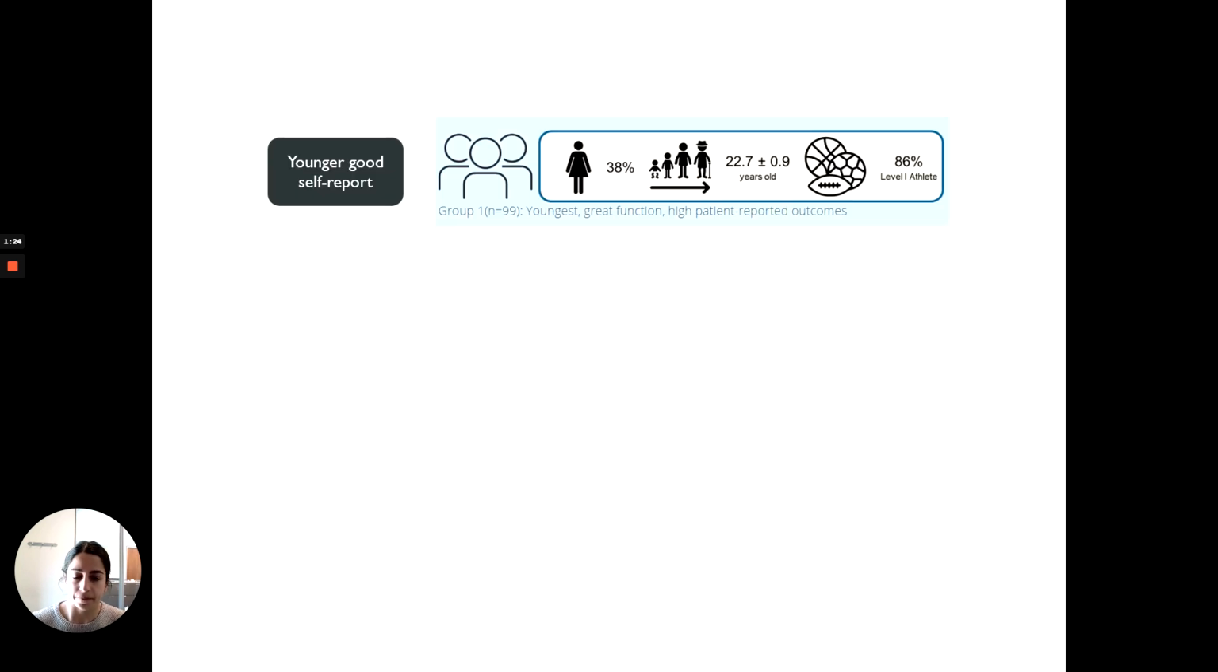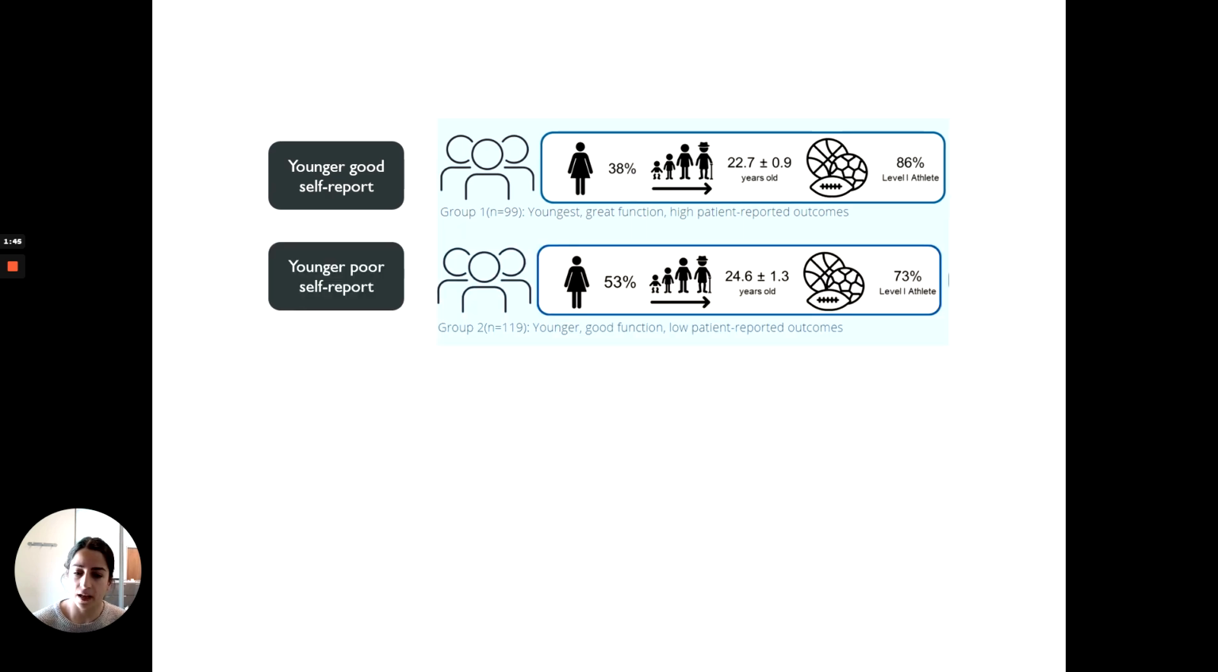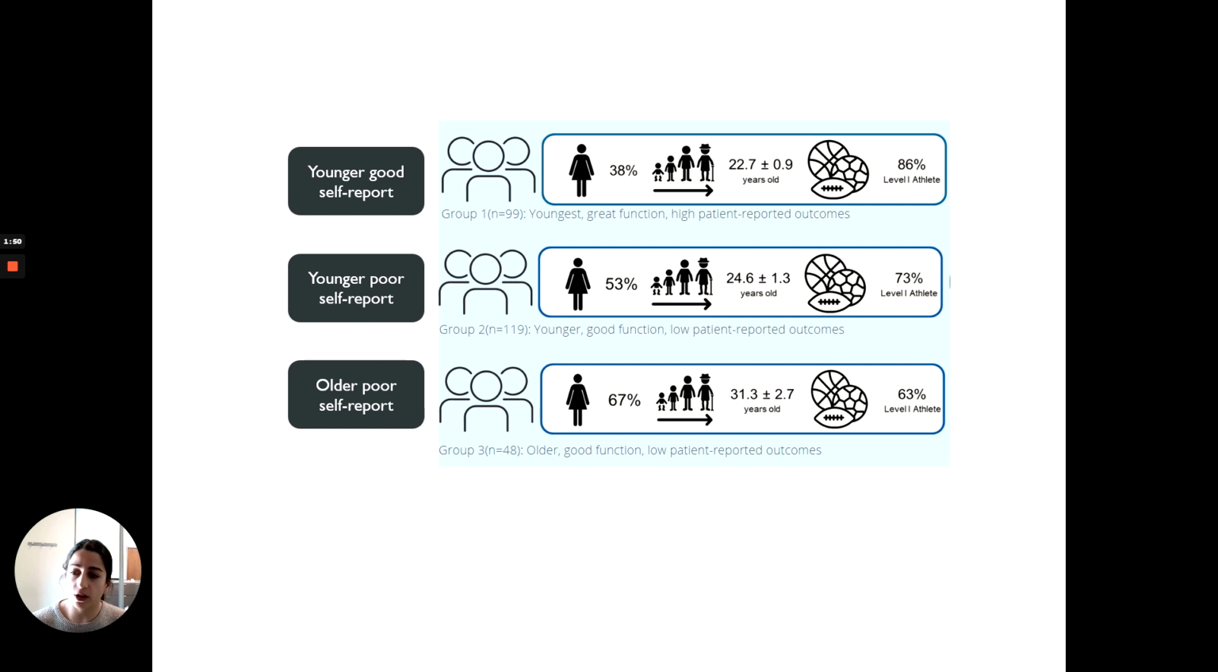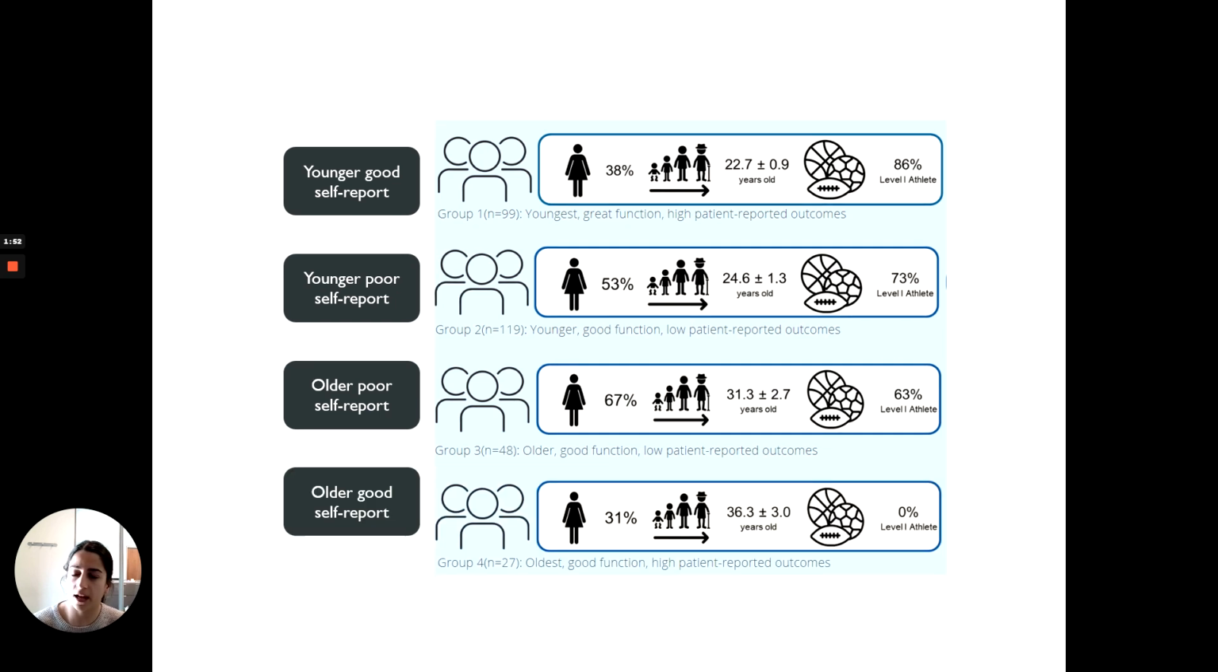of osteoarthritis. So our analysis uncovered 4 unique subgroups of individuals after ACL rupture, and these patients really primarily differed in age and their scores on self-reported outcome measures. We named them accordingly, starting with the youngest here and moving to the oldest subgroup, and you'll see some of the relevant demographic information as well. So this is the younger good self-report group. Next we have the younger poor self-report subgroup, the older poor self-report group, and finally the older good self-report group.